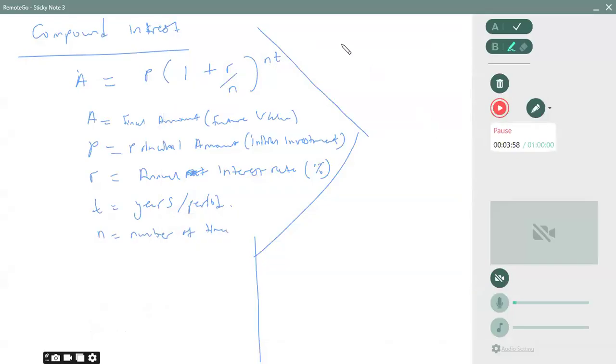So you are going to say, remember the amount, the value this person is talking about is the future amount. So A is equal to P into (1 plus R over N) to the power NT. Let's try to fill it in.